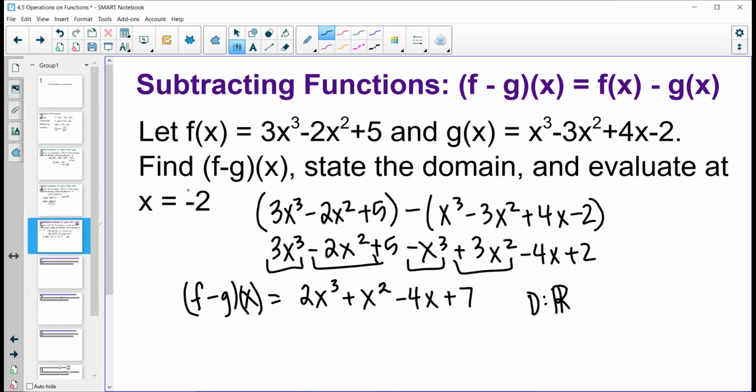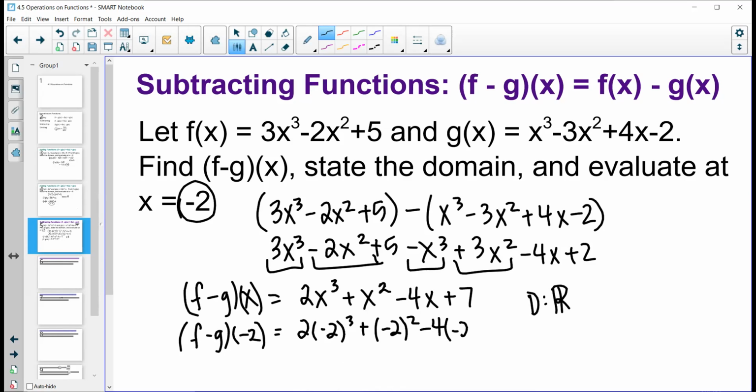And then we want to figure out what happens when we plug in a -2. So we want f minus g of -2, and we're going to plug that right in here. So 2 times -2 to the third plus -2 squared minus 4 times -2 plus 7. And we can type that right into our calculator. So again, we've got 2 times -2 to the power of 3 plus -2 squared minus 4 times -2 plus 7. It's important to make sure that you type it in exactly as it's written, with those parentheses. And that equals, you guessed it, 3. And so that's what happens when we evaluate it at -2.